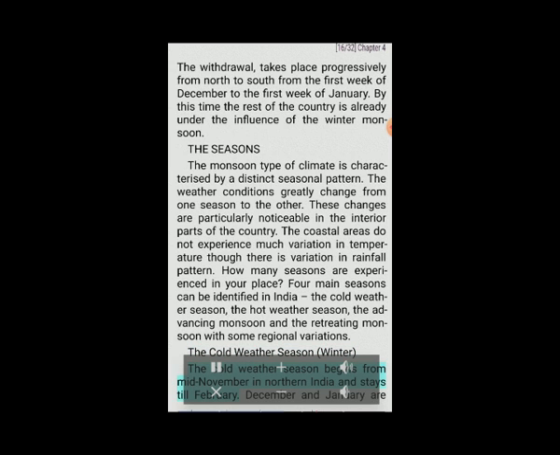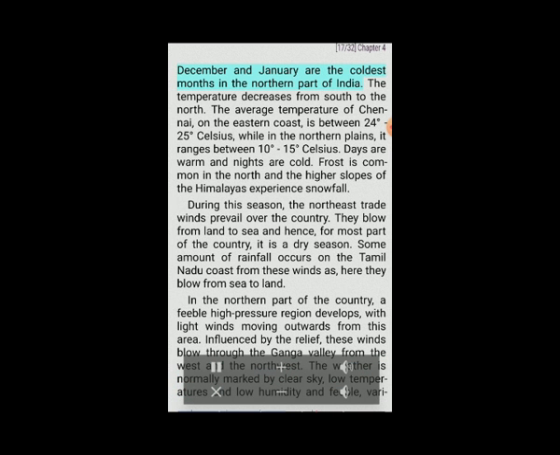The cold weather season, winter. The cold weather season begins from mid-November in northern India and stays till February. December and January are the coldest months in the northern part of India. The temperature decreases from south to the north. The average temperature of Chennai, on the eastern coast, is between 24 and 25 degrees Celsius, while in the northern plains, it ranges between 10 and 15 degrees Celsius. Days are warm and nights are cold. Frost is common in the north, and the higher slopes of the Himalayas experience snowfall.